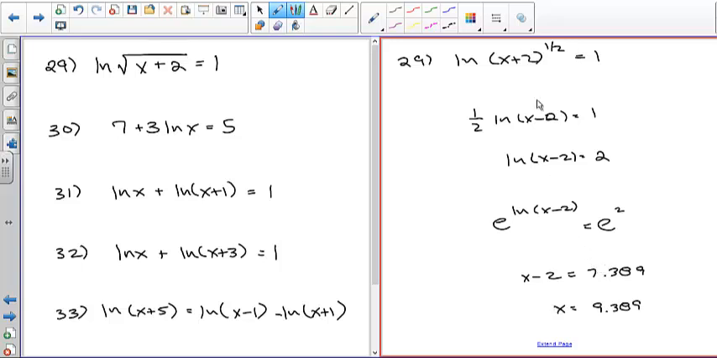Again, we have the natural log in our calculator. So if we take the natural log of the quantity 9.389 plus 2, raise that to the 1/2 power, take the square root, close the parenthesis, and we get 1.2. So that didn't work out, if I did this correctly.